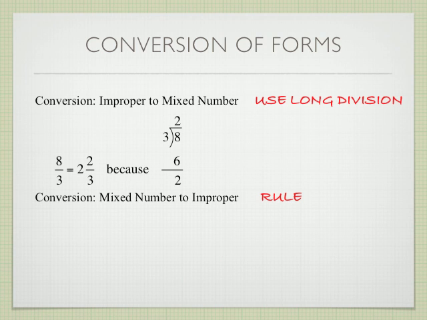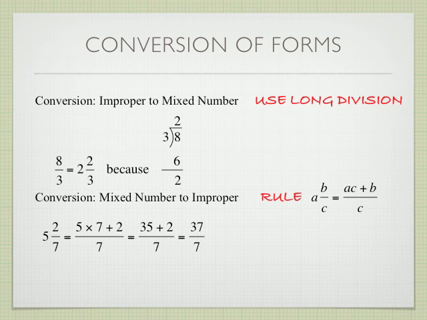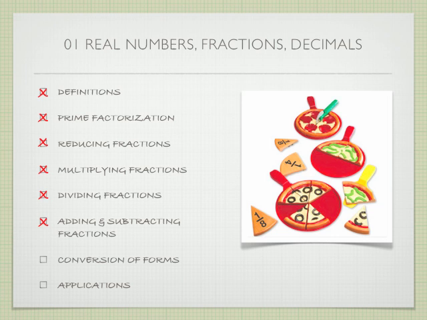Now, if you're going from a mixed number to an improper fraction, that's actually a little bit easier. If we have a and then b over c as our fraction, it's a times c plus b, over c. So if I have 5 and 2/7, I take 5 times 7, which is 35, and then I add 2, and I get 37/7. They mean exactly the same thing, but 5 and 2/7 makes a lot more sense for a real life, story problem answer, and 37/7 is easier to work with mathematically. So that is conversion of forms.